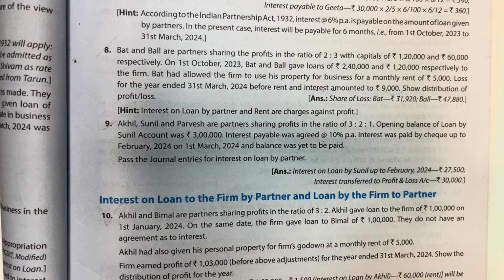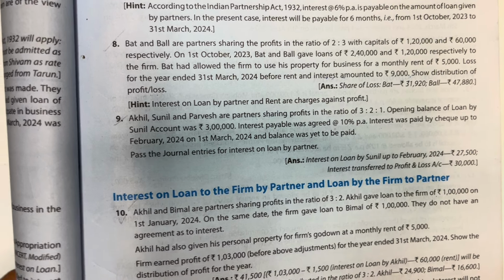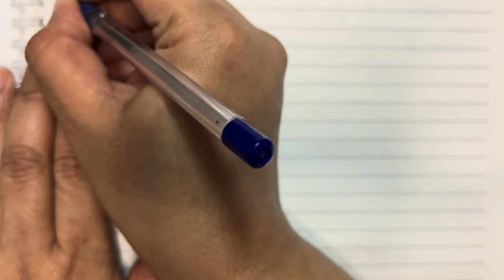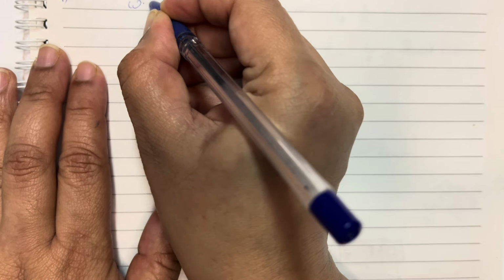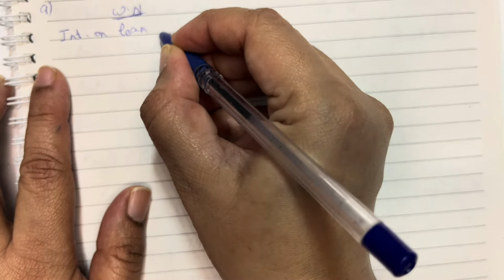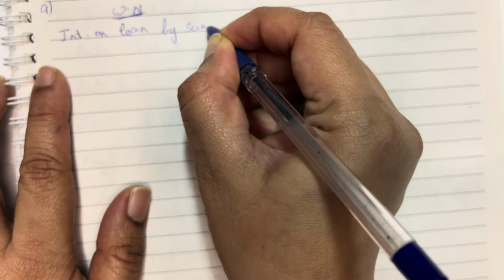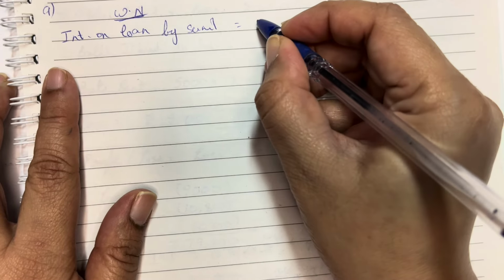Pass journal entries for interest on loan by partner. Okay, now here we've got to pass the journal entries. Now before passing the journal entries, let's get clear with our interest on loan amounts. Okay, so first we can start the sum with working notes. Okay, interest on loan by Sunil.